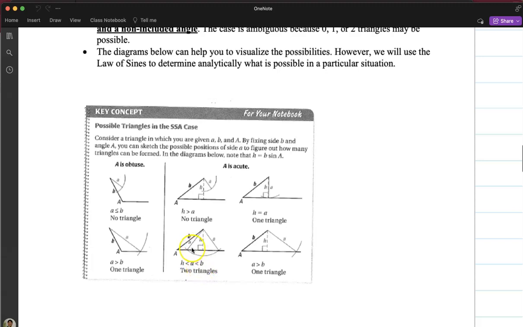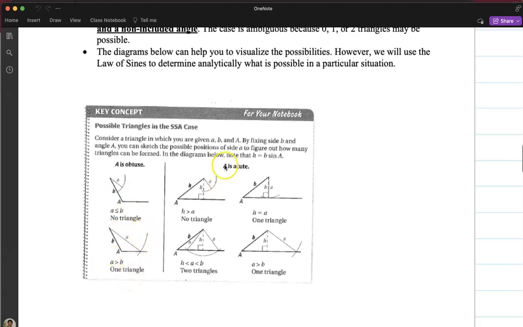But it should also be less than b. So when a is between h and b, there are two triangles: you can get this small triangle over here and this big triangle over here. When a is greater than b, only one triangle. So when angle A is obtuse: if a is less than b, no triangle; if a is greater than b, one triangle.